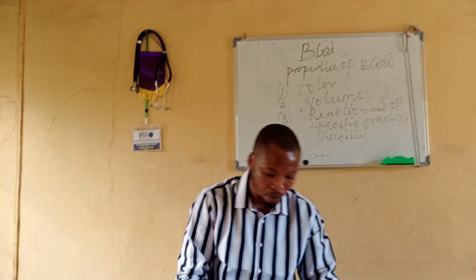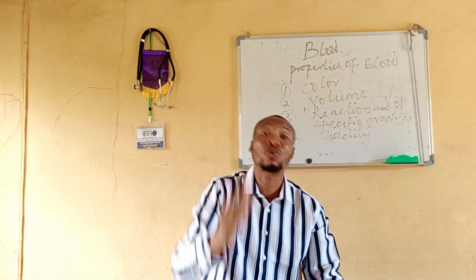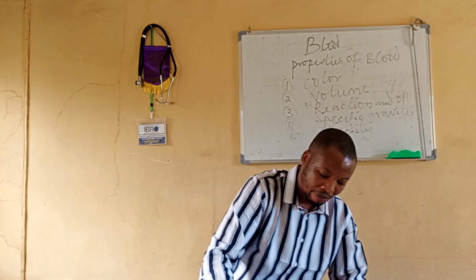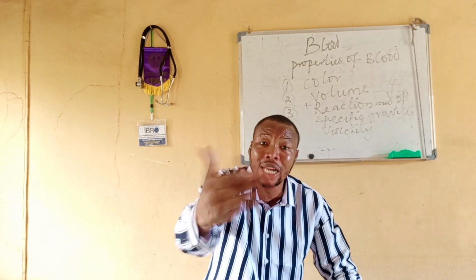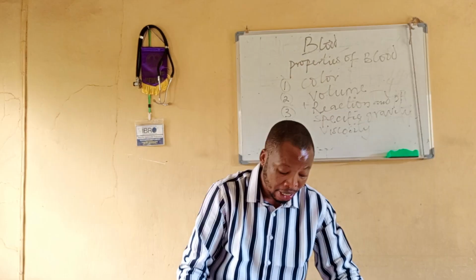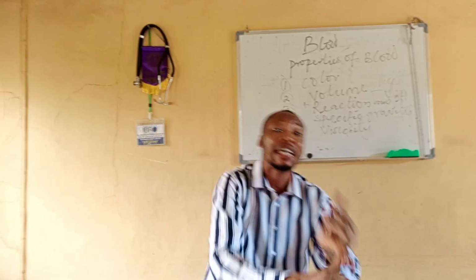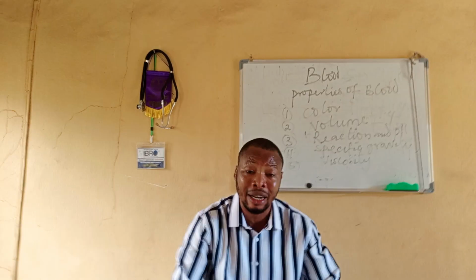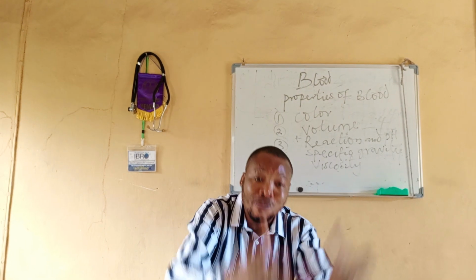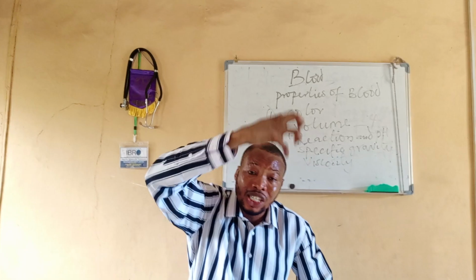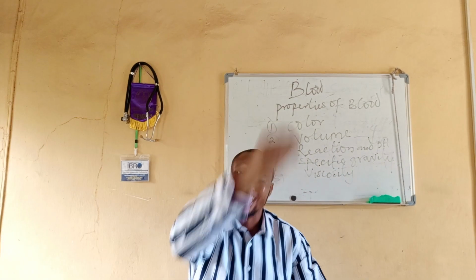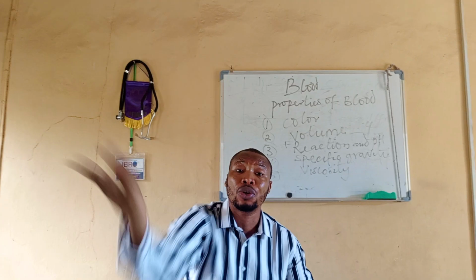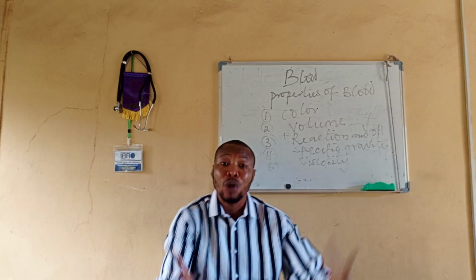Then number three is excretory function. Blood equally carry out excretory function after metabolic activities in the cell. Like in the kidney, in the skin, in the liver, those organs. It is with the help of blood that those substances will be excreted from the cell, like during glomerular filtration. It is with the help of blood.